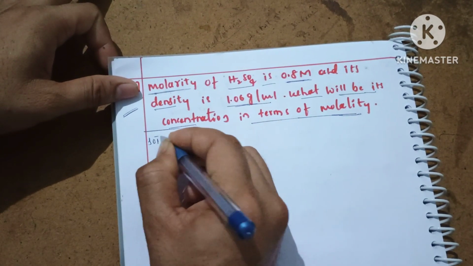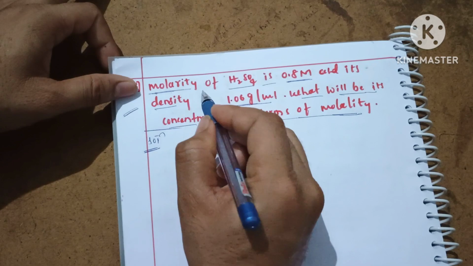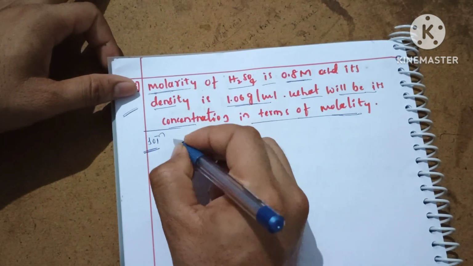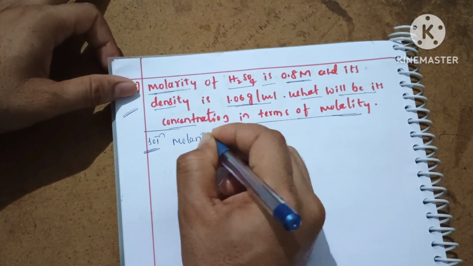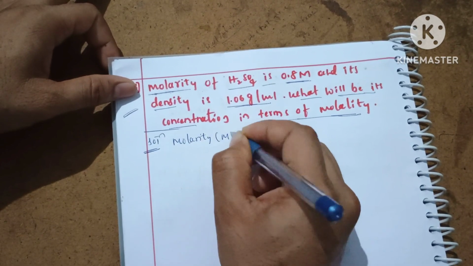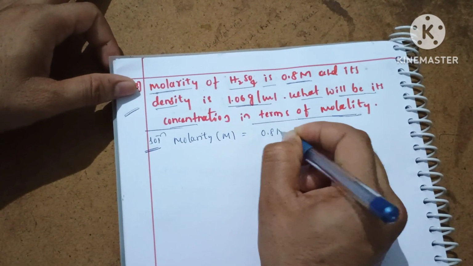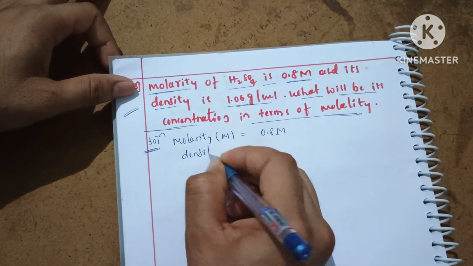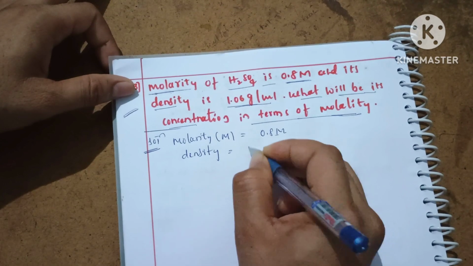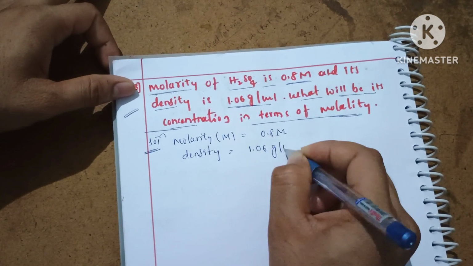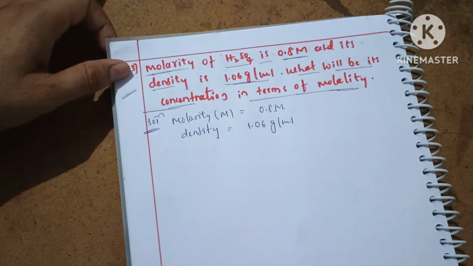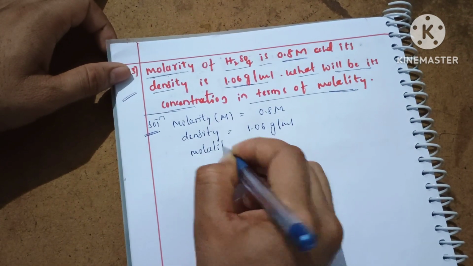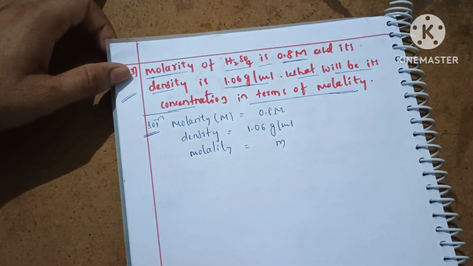So first, what has he given? Solution. Molarity of sulfuric acid is 0.8 M, that is capital M is equal to 0.8 M. And he has also given the density, 1.06 gram per ml. Okay, what is he asking? He is asking for the molality, that is small m, right?